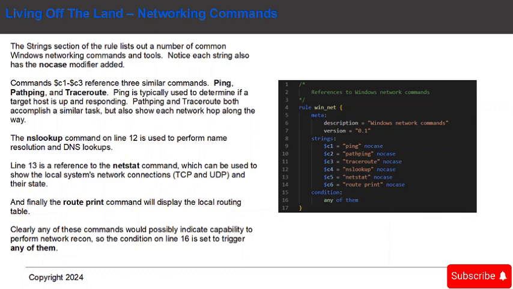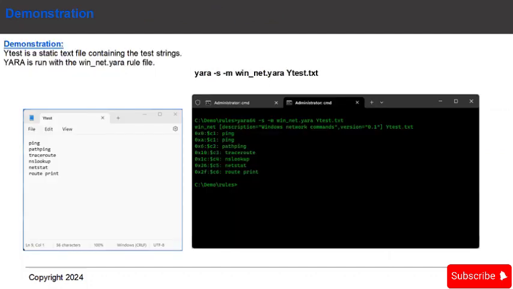And then lastly, we have the route print command. This command will show the local routing table. Again, a good way of discovering your host's view of the outside world. A lot of information you can collect from that perspective. The way in which we have our conditions set for this rule is to trigger on any of them. So in our lab, we embed these in a static test file and we run our win_net YARA rule against it. And you can see that we start to pick up those references to our ping, pathping, tracert, NSLOOKUP, netstat, and route print.